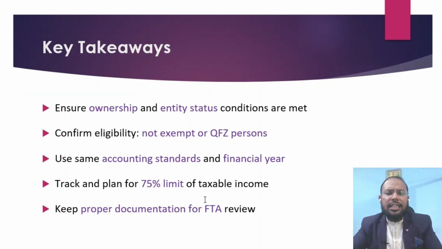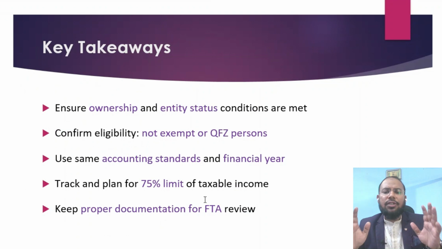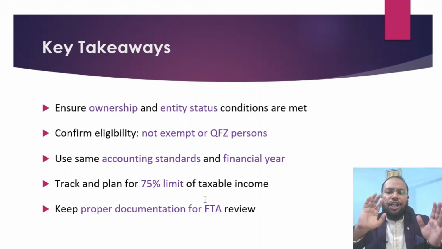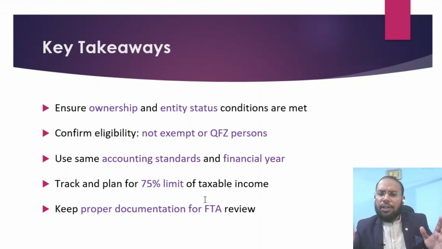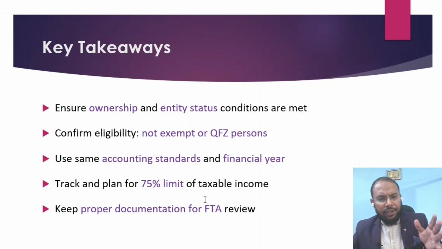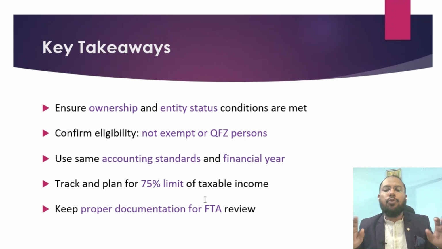What are the key takeaways here? One, you need to consider the ownership, which should be equal to or more than 75%. Secondly, entity status should be UAE resident. Further, confirm eligibility: no company should be exempted or a qualifying free zone person. And third, alignment: the accounting standard and financial year should be the same. Further, bear in mind there is a 75% limit of taxable income, not taxable losses, taxable income. And further, you have to maintain proper documents for FTA review. I hope you understand this.